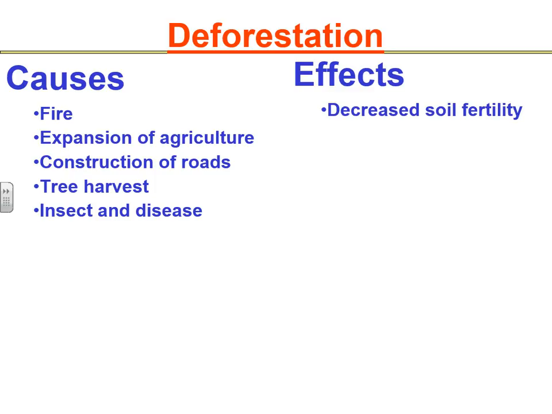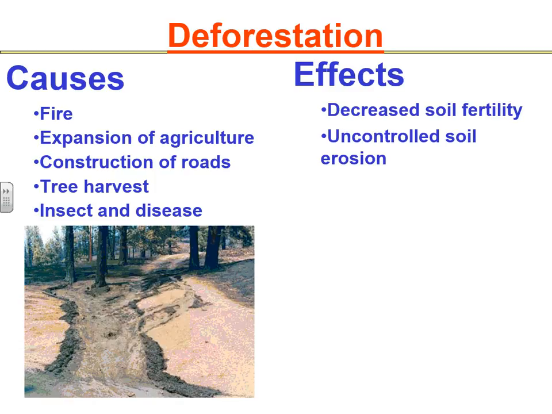It can cause uncontrolled soil erosion. Again, the roots of the trees are going to hold the soil in place. And so if the trees are removed, the soil can erode. And there we have some soil erosion in the bottom left-hand corner.